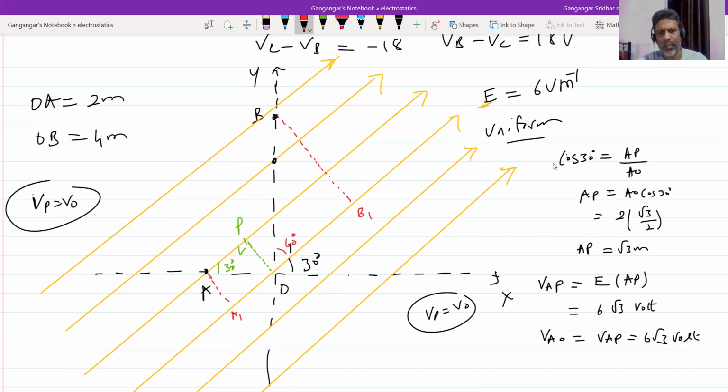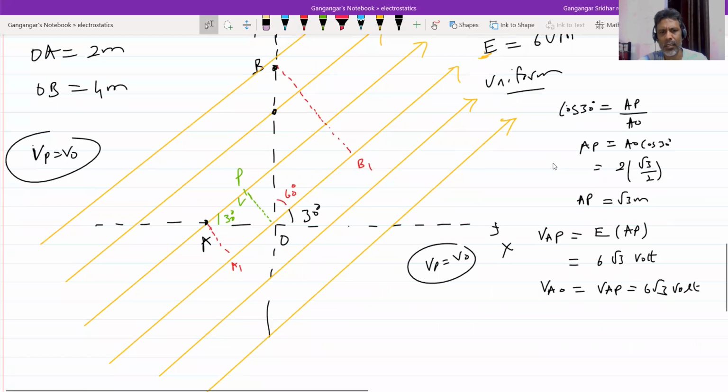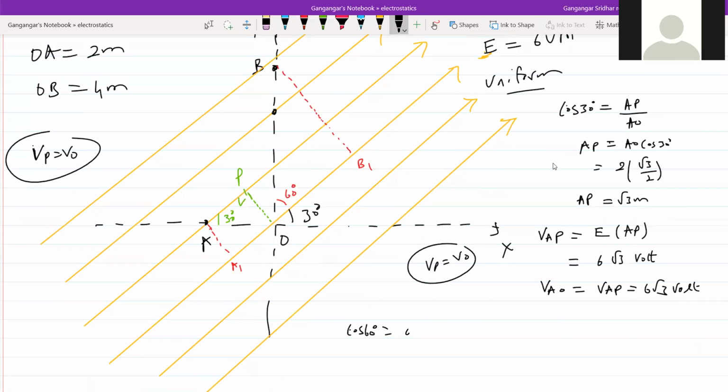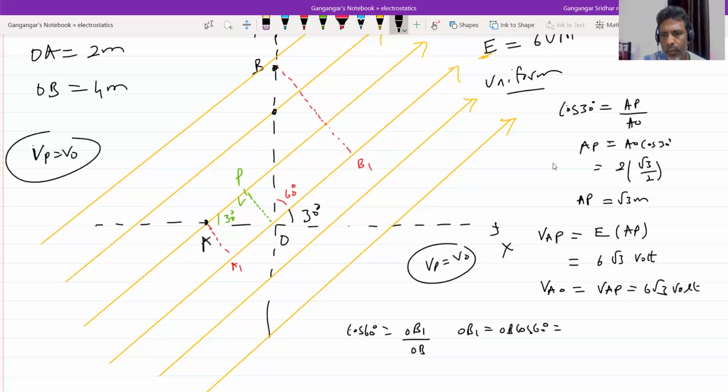Just as math based, nothing to do, just a method. So from this, cos 60 is equal to OB1 by OB. OB1 is OB cos 60. Value of OB is 4 into 1 by 2, 2 meter. And already A1O should be equal to what? AP.